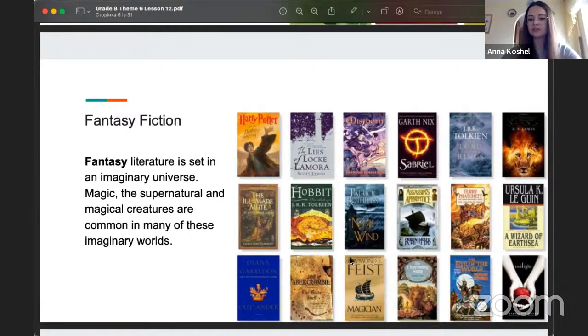Then we can see Ursula Le Guin, Terry Pratchett, Joe Abercrombie. We can also see Stephanie Meyer and her Twilight here. All these books are considered to be fantasy fiction. So they tell about imaginary events, about an imaginary universe, magic, supernatural. All of those things happen in fantasy fiction.